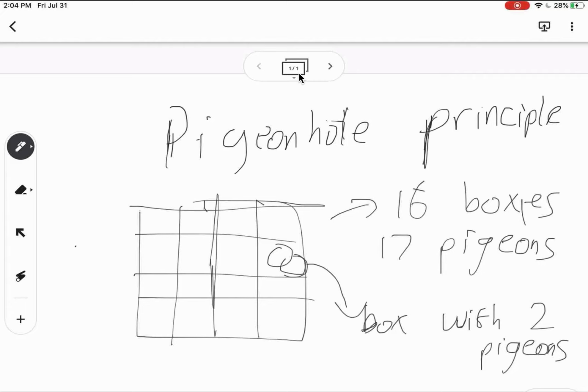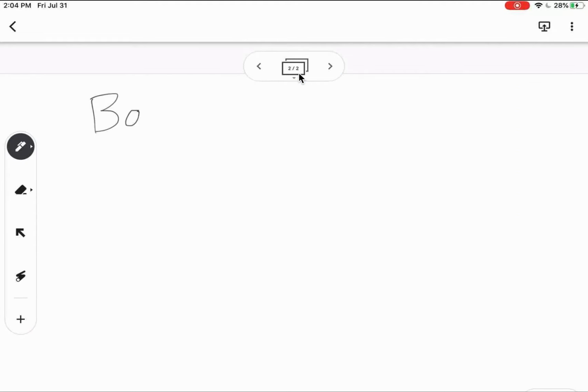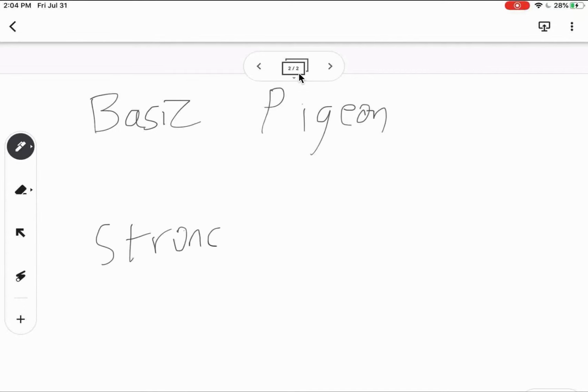In general, basic pigeonhole would be similar to when we had our basic induction and strong induction. We have our basic pigeonhole, and we have our strong pigeonhole. So I'll briefly go over what those are. Basic pigeonhole is like what we just talked about.